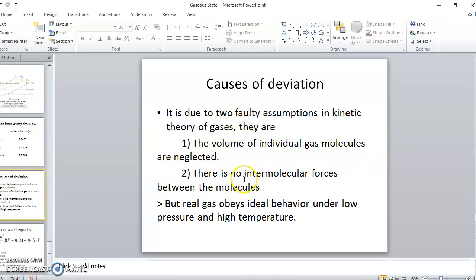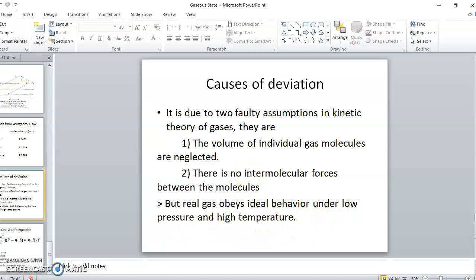These two are not valid, especially at high pressure, because as the pressure increases, as I said, the volume of the container will decrease. So definitely the molecules will come closer. If the molecules come closer, there will be considerable intermolecular forces. Clear? But this point is to be noticed: a real gas obeys ideal behavior under low pressure and high temperature.